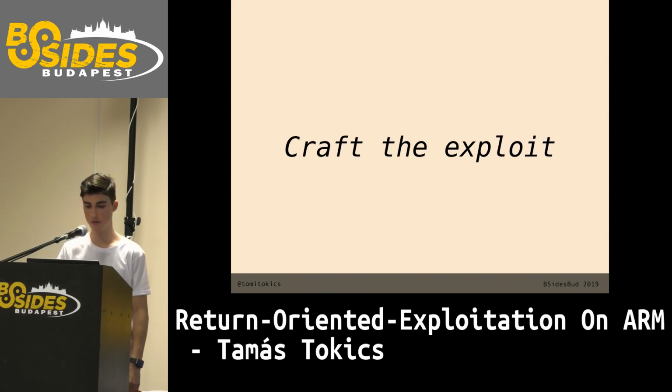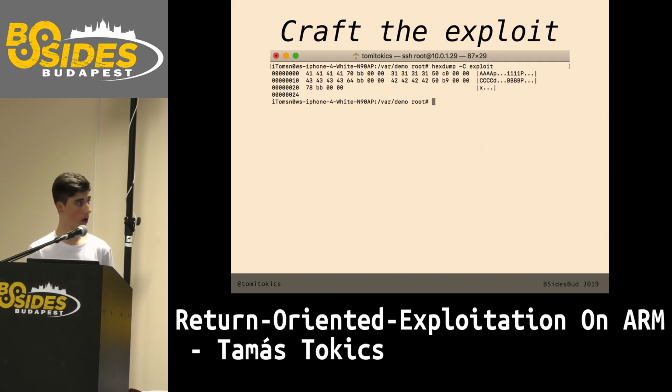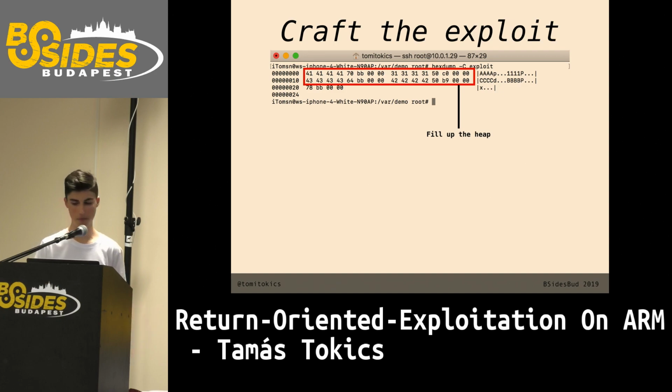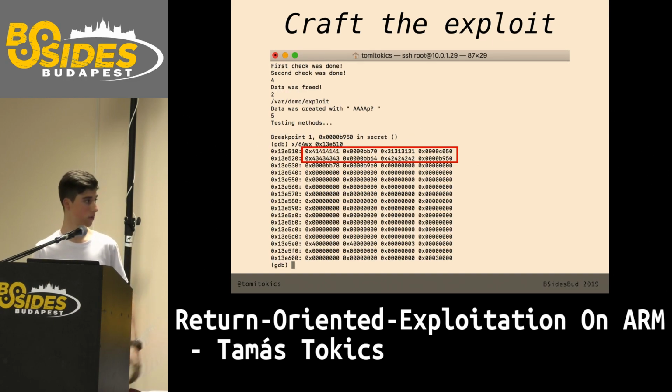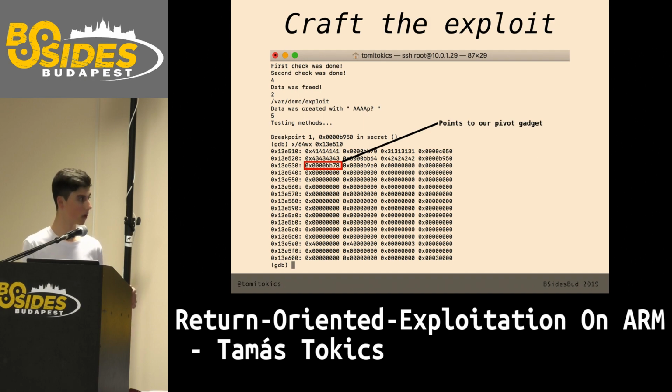Now we need to craft the exploit. So here's how the exploit looks. We have the storage bytes, which will essentially fill up the heap, and this will overwrite our first function pointer. So here we go again with the filled up heap. And this is where we override the first function pointer, and this actually points to our pivot gadget.